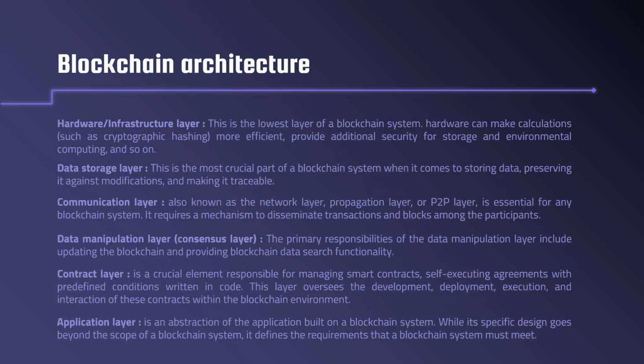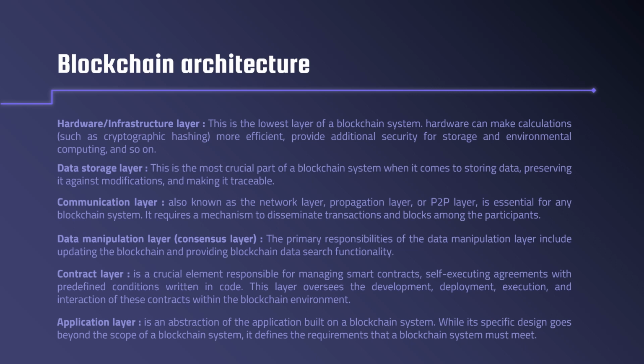Hardware layer. This is the lowest layer of a blockchain system. Hardware can make calculations such as cryptographic hashing more efficient, provide additional security for storage and edge computing, and so on. This layer is nothing more than a vast network of devices communicating and exchanging data among themselves. In fact, this is how a distributed ledger was born.